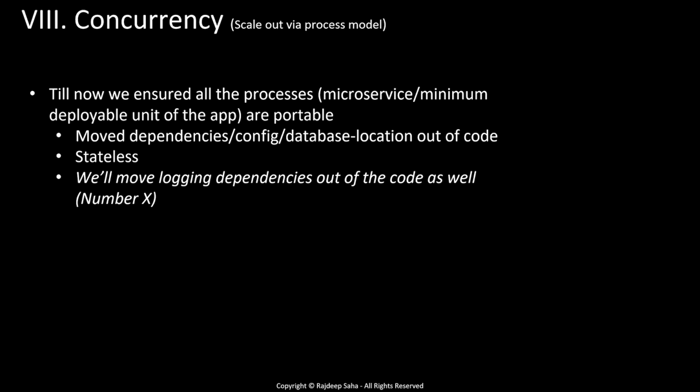How? We moved the dependencies such as libraries, configuration, database location out of the code. We made the code stateless, and you might say, hey, how about logging? We are also going to move logging dependencies out of the code. So what that enabled us to do is scale the processes using horizontal scaling. Now this is 12 years back, so today horizontal scaling is the de facto scaling to go. So if you have watched my other videos on horizontal scaling and distributed computing, you are already covered. That's all it means by concurrency.